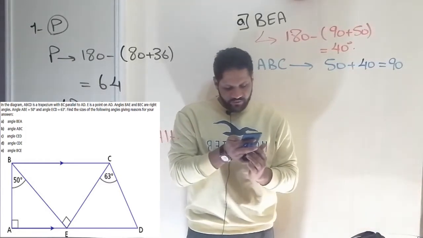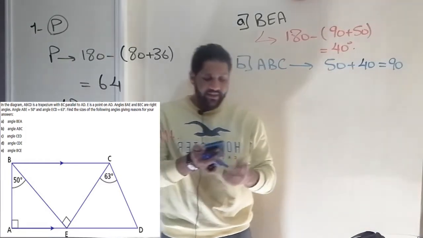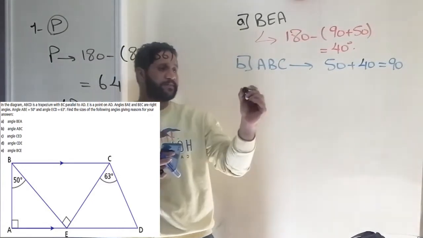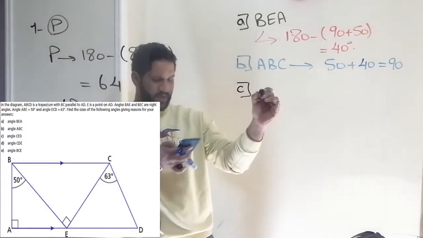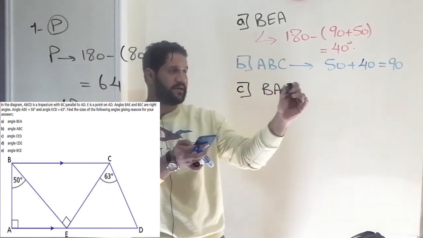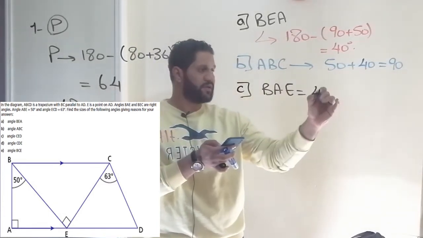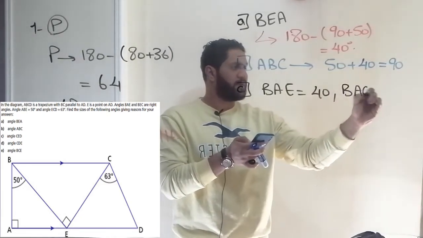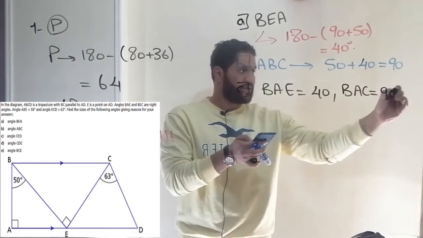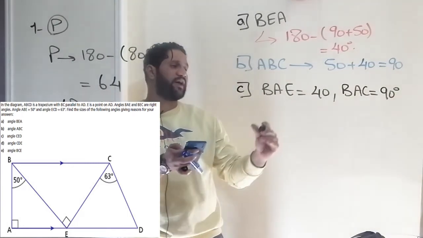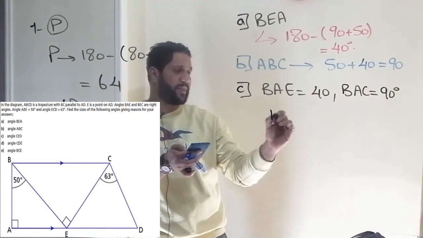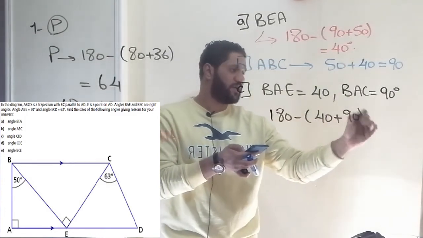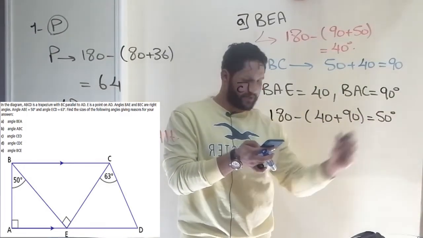Okay, then I need to find angle CED. Okay, I got angle BAE. Angle BAE equals 40. And the angle BAC means 90. So it's a straight line. So to find the missing angle, I will make 180 subtracted from 40 plus 90, which is equal to 50.